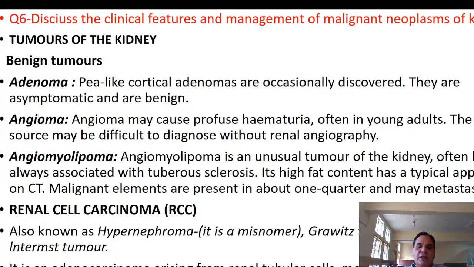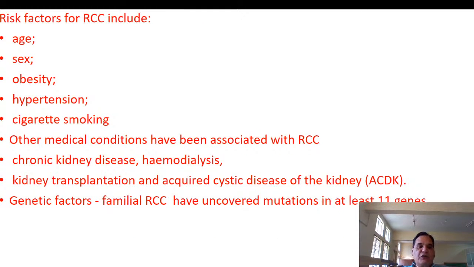Commonest for us is renal cell carcinoma, that is RCC, also called hypernephroma, Grawitz tumor, clear cell carcinoma, or internist tumor. These are different names. Common names are hypernephroma, clear cell carcinoma, and Grawitz tumor. It is an adenocarcinoma. Incidence 2% of all tumors, more common in males. Risk factors for RCC: older age, male sex, obese patient, hypertension, either a cause or associated, cigarette smoking. Okay, and other medical conditions with RCC: chronic kidney disease, patient undergoing repeated hemodialysis.